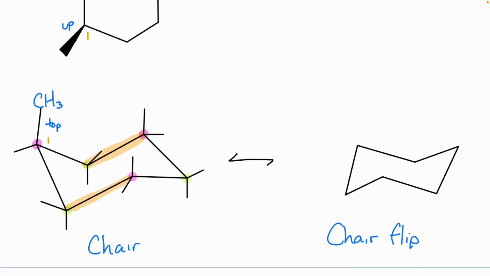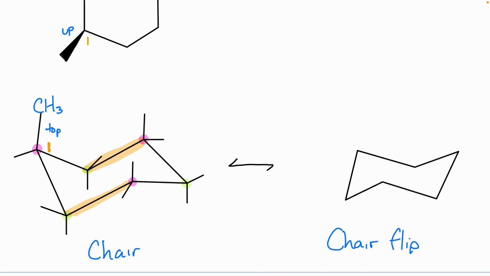Okay. And importantly, this was carbon 1 pointed up in my first chair. That means that it has to be pointed down in my flipped chair. So that is my carbon 1 in both of these conformations, right? That's the whole idea of a chair flip, is that your axial bonds turn into equatorial bonds and vice versa. So if I'm going to draw that methyl group on there, now it's not located on the axial bond anymore. It's located on the equatorial bond in my flip.